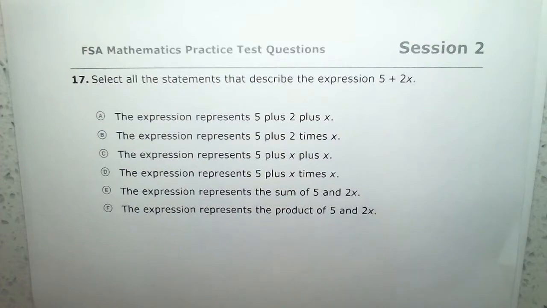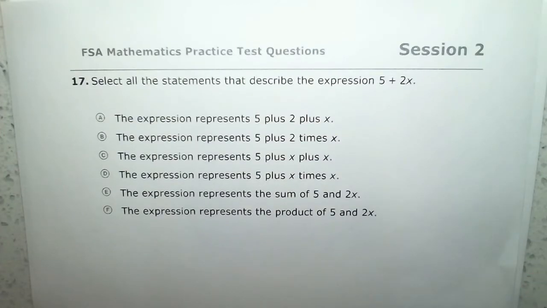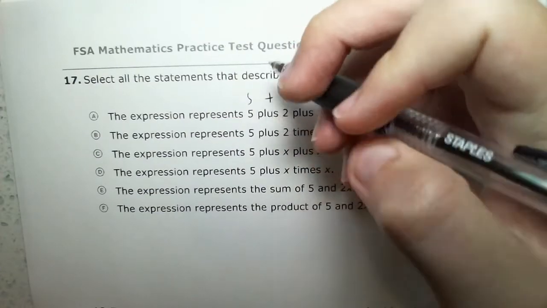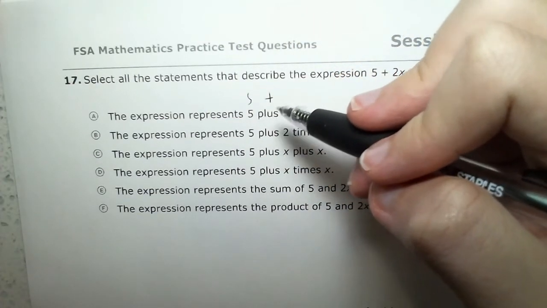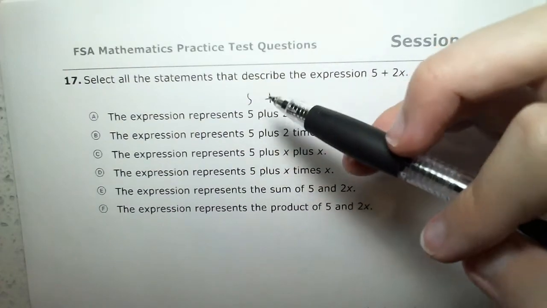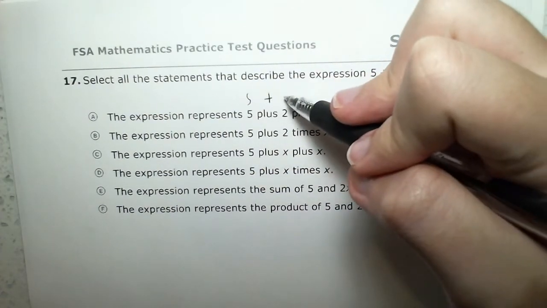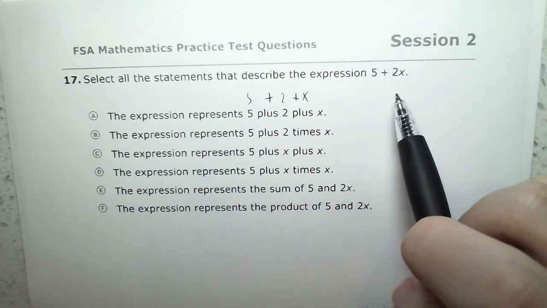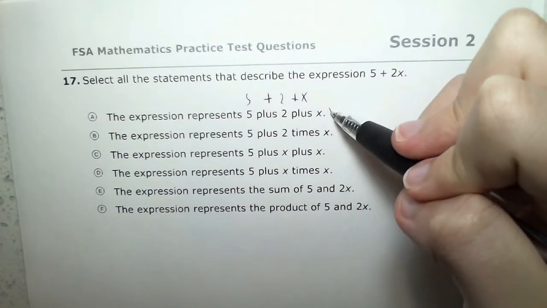Okay, so select all statements that describe the expression 5 plus 2x. So write all these out. I'm just going to write them out and see if they're similar to this right here. 5 plus 2 plus x. That is not similar to this right here, so this is not correct.